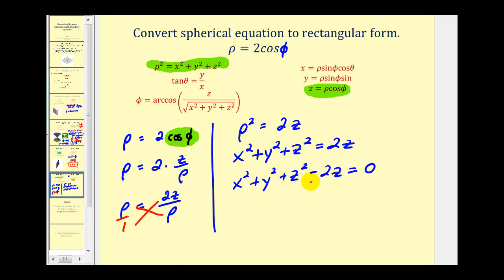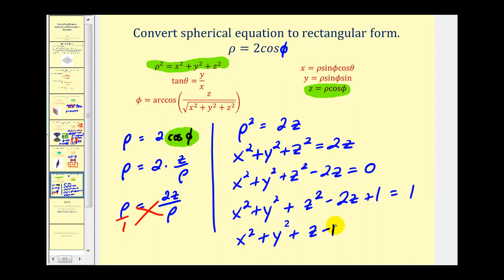Now there's one more thing we could do. We could complete the square on the z part. Let's go ahead and do that. Half of negative 2 squared would be positive 1. So we'd have z squared minus 2z. If we add 1 on the left side, we do have to add 1 on the right side. And now we can see this would be a sphere where the center is at 0, 0, 1, and the radius would be equal to 1.